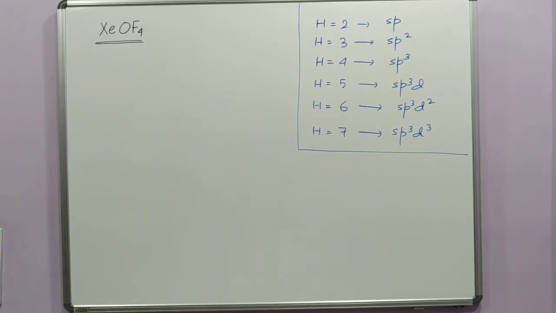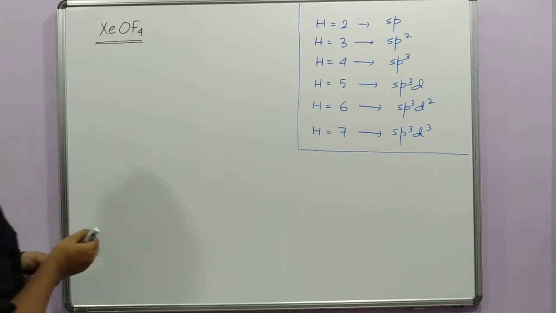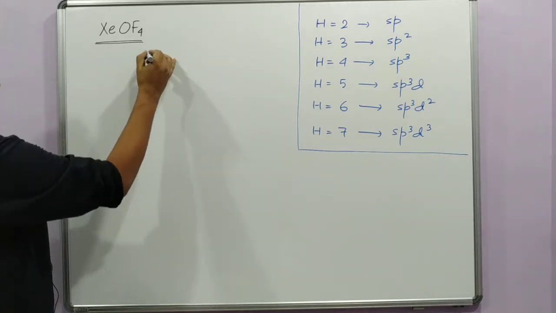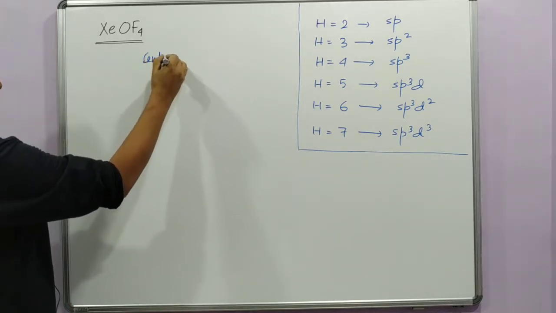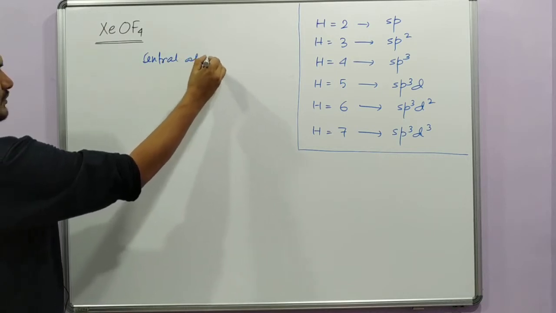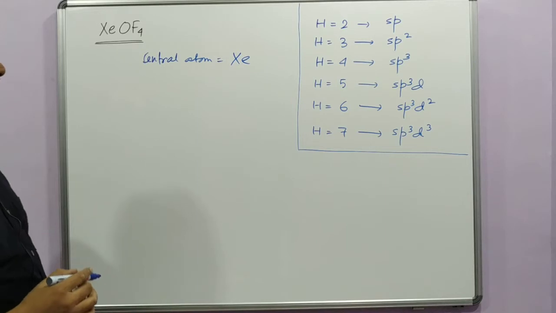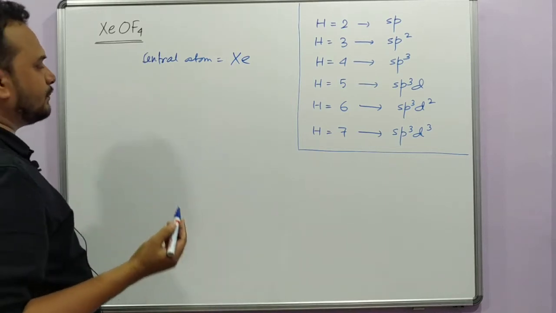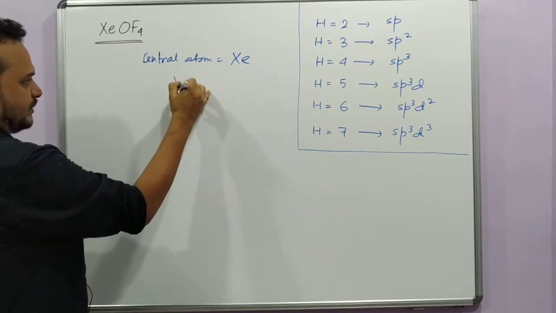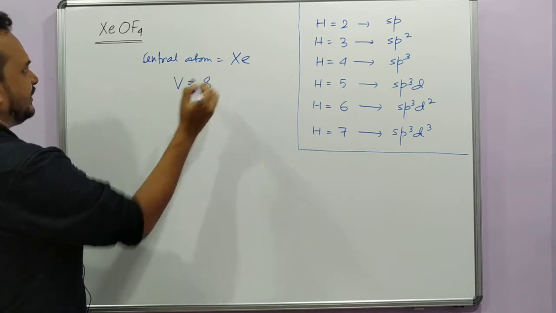Our next molecule is XeOF4. So here the central atom is xenon, and being a group 18 element, that is an inert gas, clearly it will complete its octet. So without any doubt we can say V will be equal to 8.